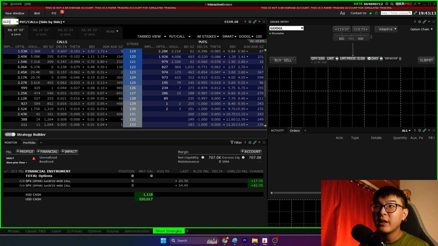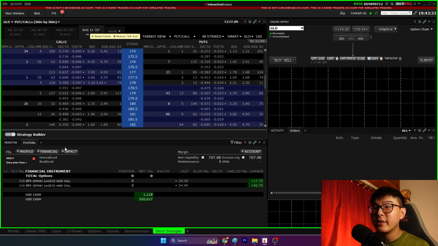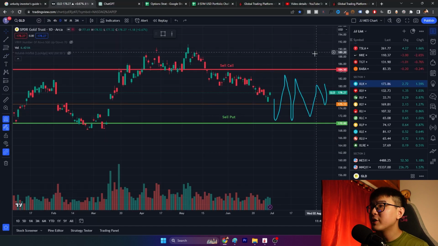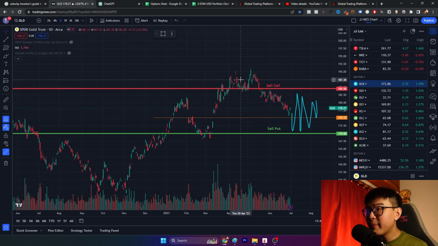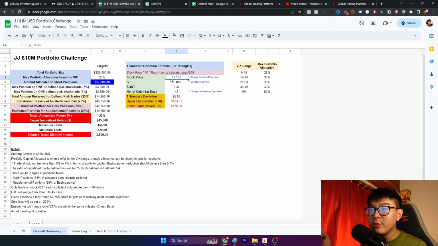The next step to trade short strangles is to select what you want to trade on. In this case, I'll select the ticker gold. I'll choose 41 days. The next important question to ask is what strike price will you choose? You can choose it based on support and resistance. My preference is to trade short strangles within 1 standard deviation from the current price of gold. The price of gold right now is 178.27.